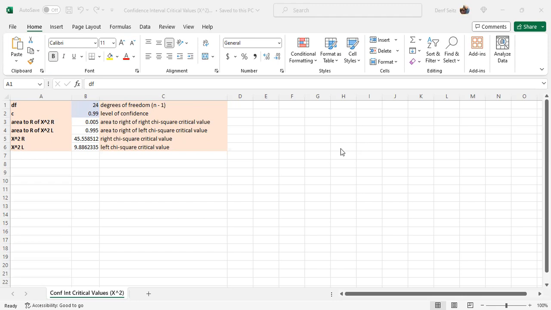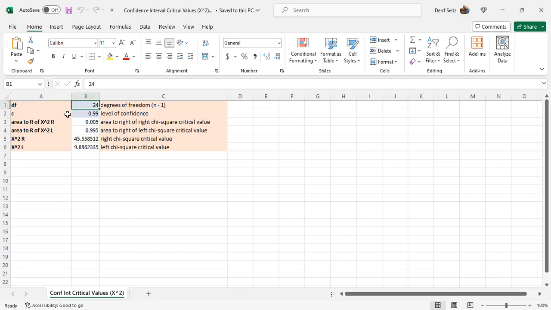This video shows how to calculate critical values for a confidence interval for a chi-square distribution. We have, for the chi-square distribution, a degrees of freedom, which is the sample size minus 1. In this sample, it's 24. A blue cell is where you input that.